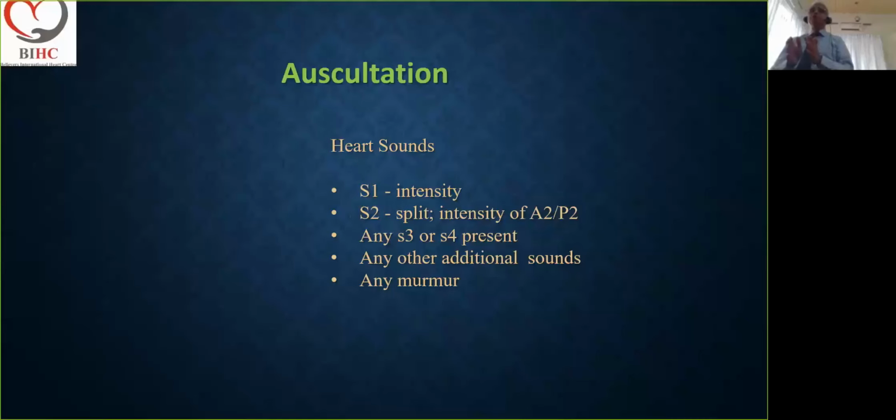Integral component of your report on auscultation. Once you have commented on the split, you proceed to comment on the intensity of A2 and P2. Look for any additional sounds, S3 or S4, any other additional sounds, and any murmur. Each one of these points we are going to emphasize and describe and clarify your doubts as to how it is that you elicit the finding.